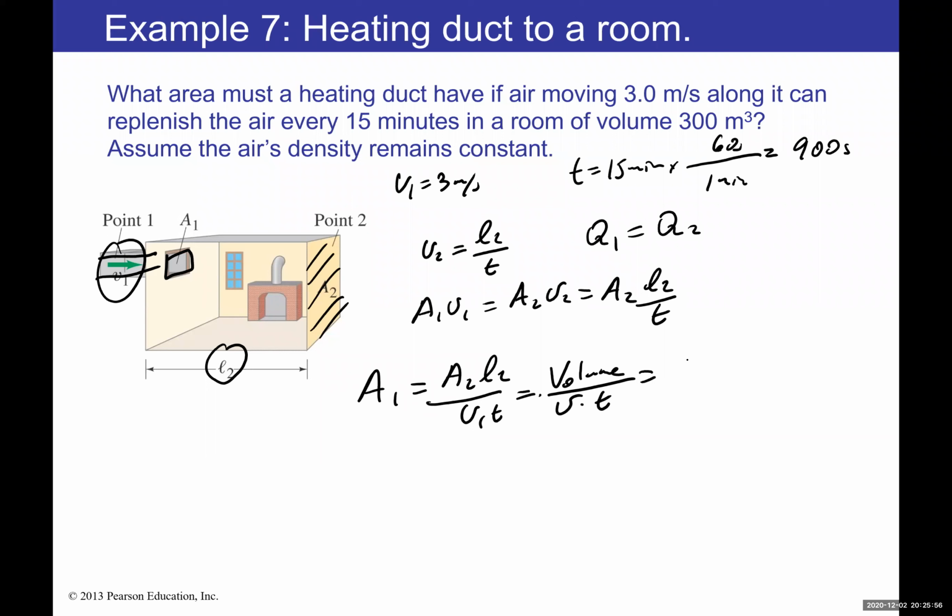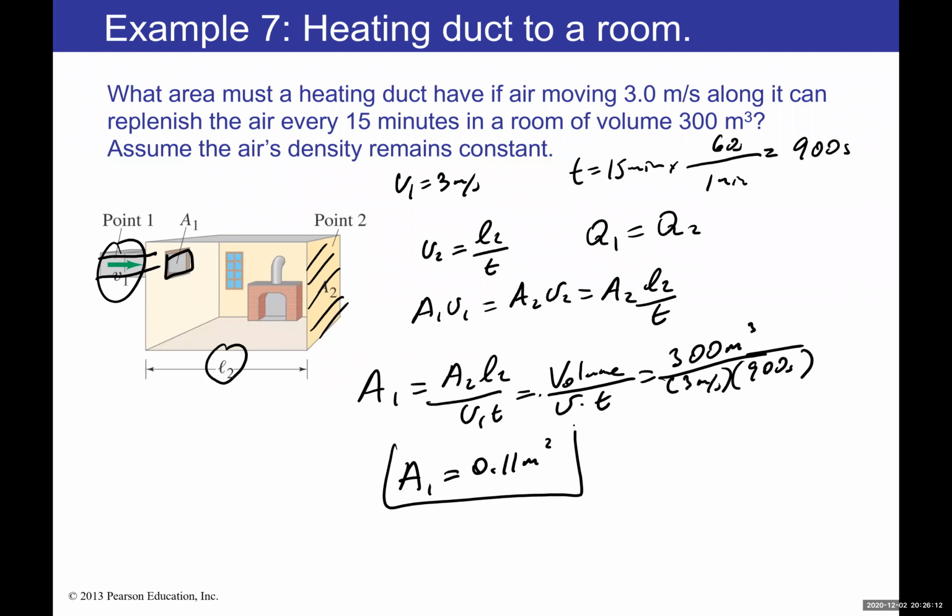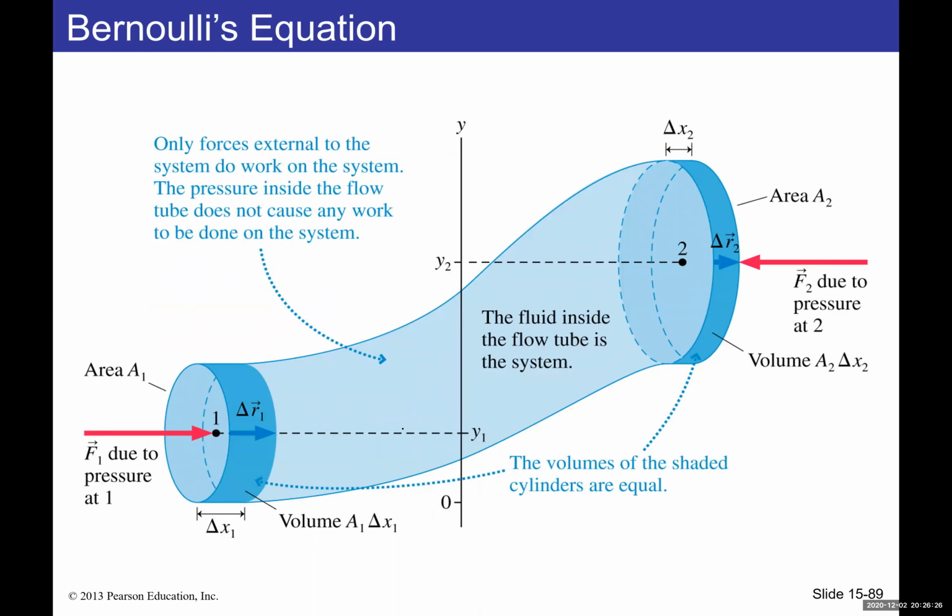So that's what we're given, right? We're given the volume, which is 300 cubic meters, divided by 3 meters per second times 900 seconds in terms of the time. So then area 1 will be equal to 0.11 square meters. And that's how we can calculate this area.